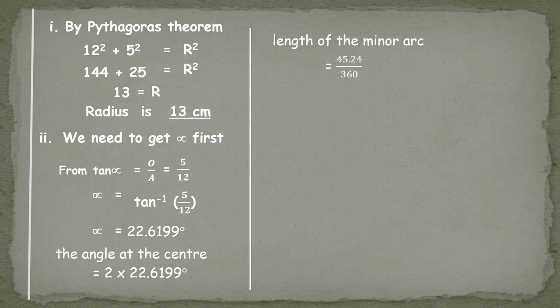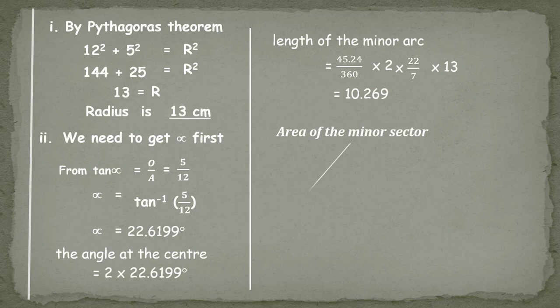Now the length of the minor arc, we shall still make use of the formula theta out of 360, but now in this case theta is 45.24 out of the 360 times 2 pi r. So running the substitution will give us the length of the minor arc as 10.269 centimeters.